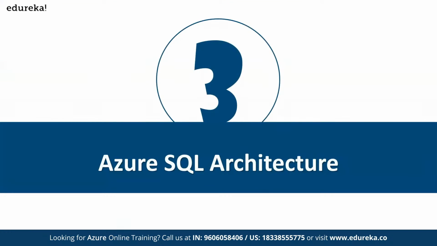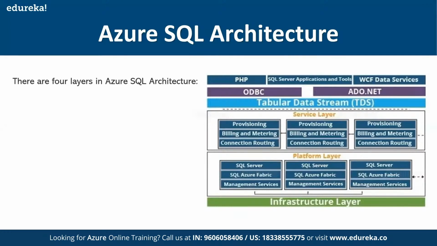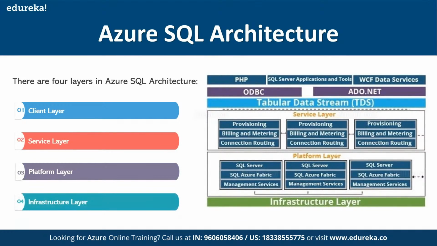Now, talking about Azure SQL architecture, how exactly the architecture looks. In the case of Azure SQL, logically, you have 4 layers: the client layer, service layer, platform layer, and infrastructure layer, which comprise your Azure SQL architecture. As you can see towards the right, this is the platform layer, where you're going to have your SQL Server, SQL Azure Fabric management services. You can do the customization. At the bottom, you're going to have the infrastructure layer.